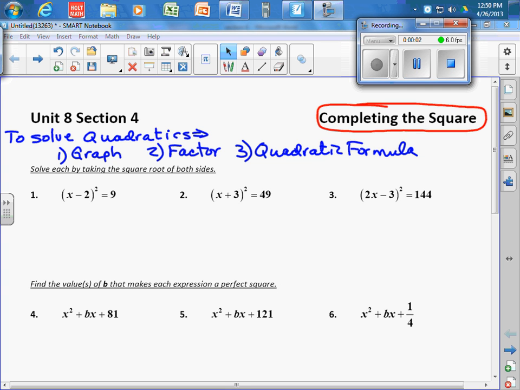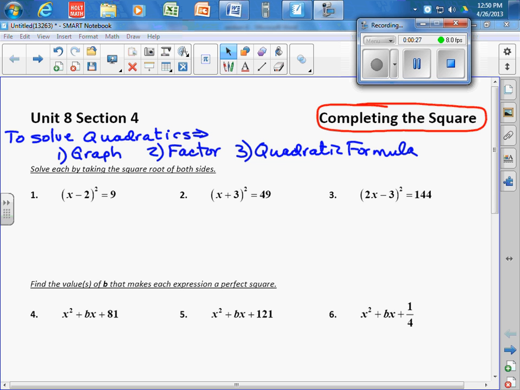All right, so in order for us to solve a quadratic, we can do that by graphing, the first way we learned. Two, we could try factoring. That's always quick, but not everything is factorable. We found that the quadratic formula works on everything. Then if you really want to know about completing the square, here we go.